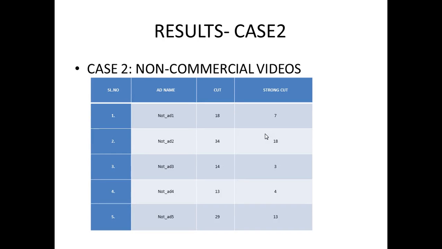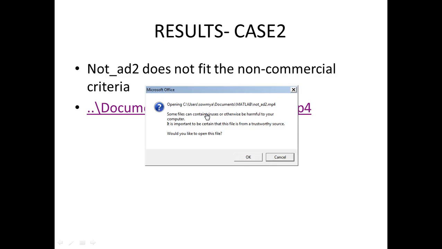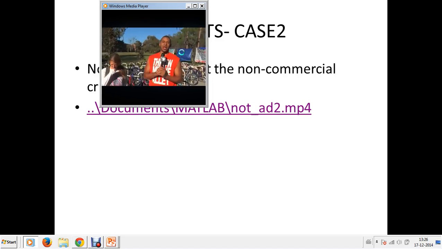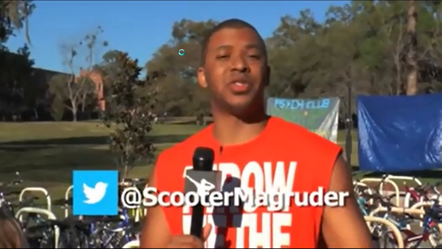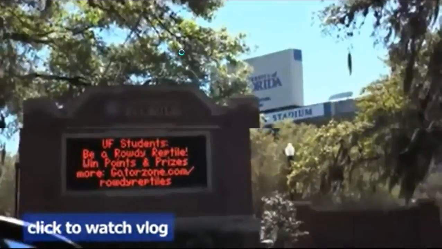If you check this table, we notice that for ad 2 the number of cuts is 34, which is way higher than what it's supposed to be for a non-commercial. If you take a look at this video, we notice that there are many cuts in this video, like here. So the number of shot changes increases a lot over here.